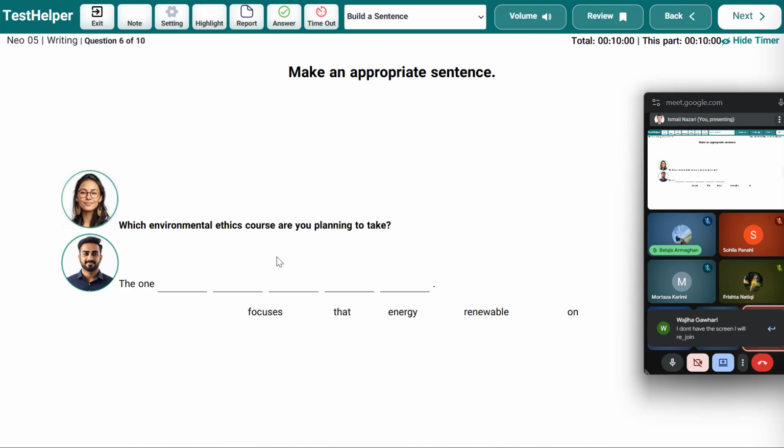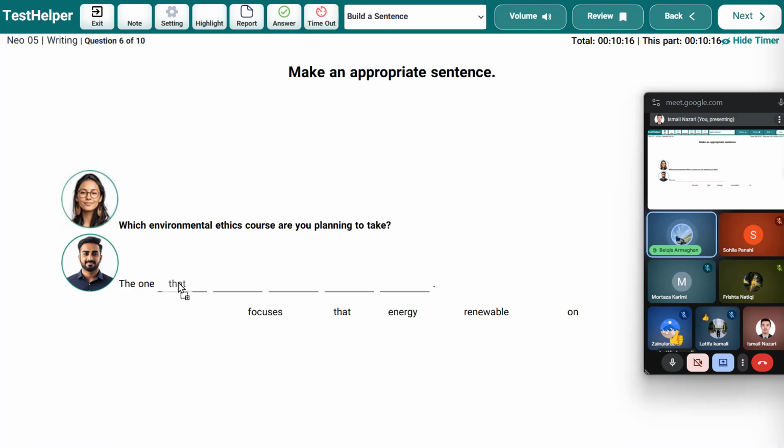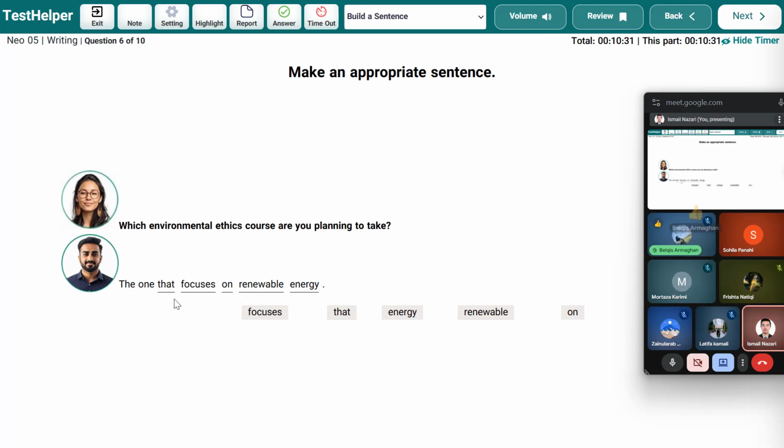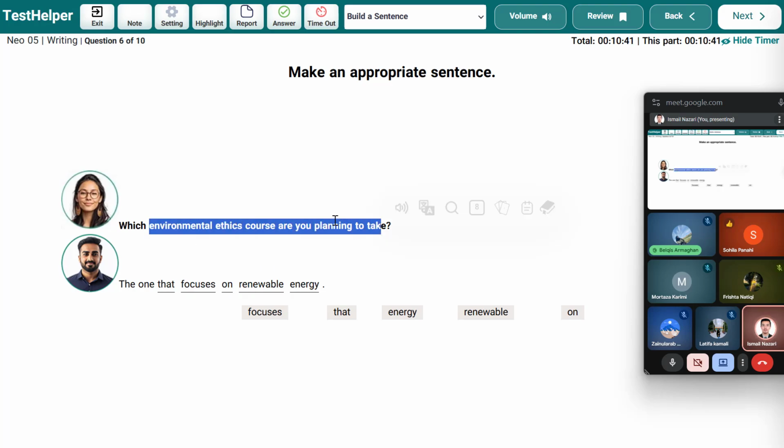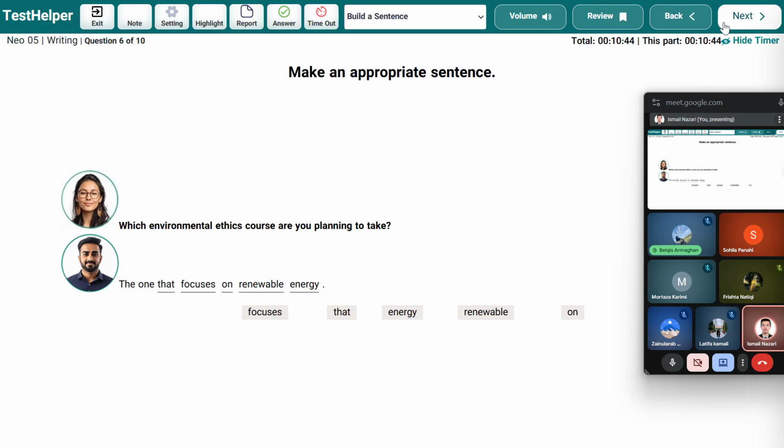So the next part here we have, which environmental ethics course are you planning to take? The one that focuses on renewable energy. Excellent. We have the adjective first, and then we have the noun. The subject, that clause here we have, and then the rest of it. The one that focuses on renewable energy. It is the right answer for this question as well. So let's go ahead to the next.